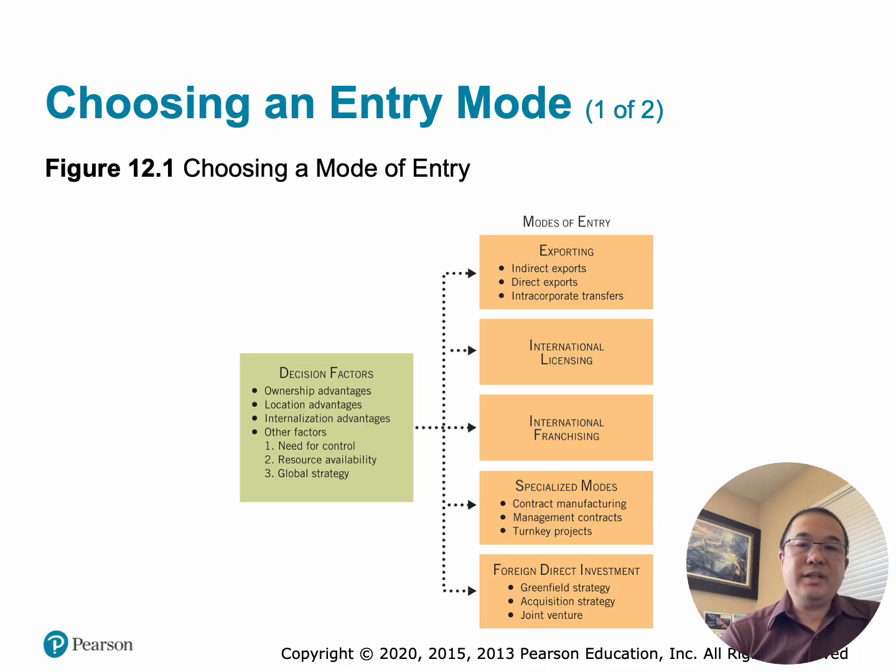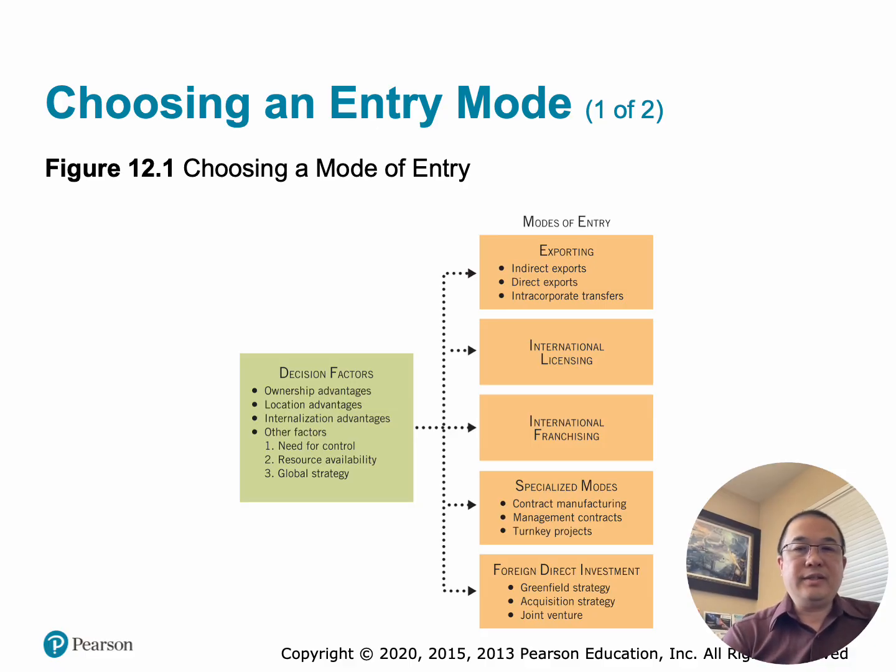Number three, international franchising. The company licenses an entire business system. Examples would be McDonald's, Subway, and Hilton Hotels. The franchisee follows strict operating procedures. Advantages would include rapid expansion and limited capital investment, but the disadvantage is that quality control is a challenge.